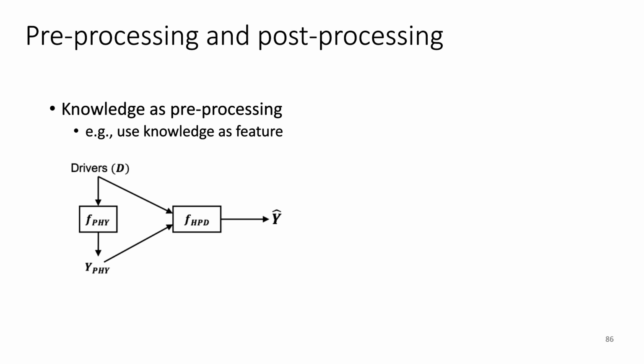Some researchers in recent years try to propose a model like this. They are going to use features from the dataset, and first use a physics model to predict the y. Then they are going to concatenate the predicted y and the original features into another machine learning model. Then finally, they are going to get the final prediction y hat.